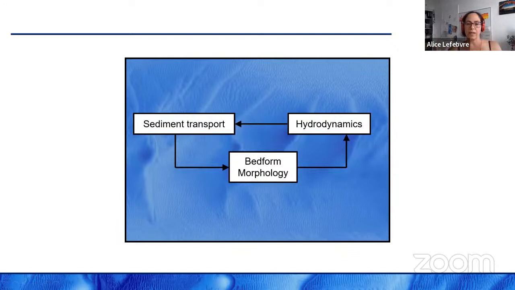Okay, so that was my introduction on underwater dunes. And just to remind you, they are very much in that morphological loop where we have the hydrodynamics, sediment transport and the morphology. And especially the bedform morphology, the dune morphology, is very important to see the whole interaction between those three elements.